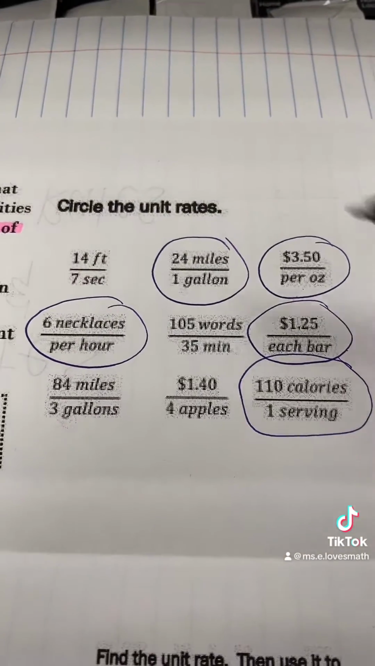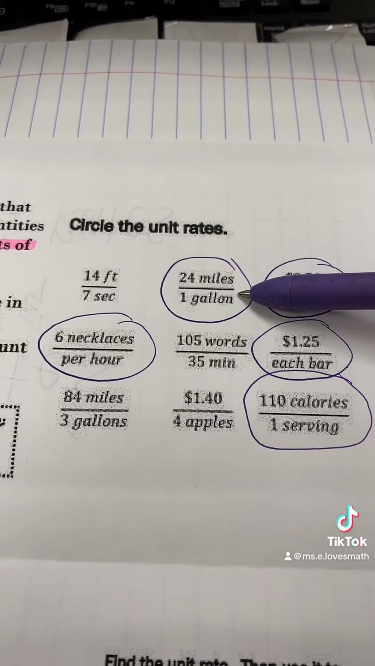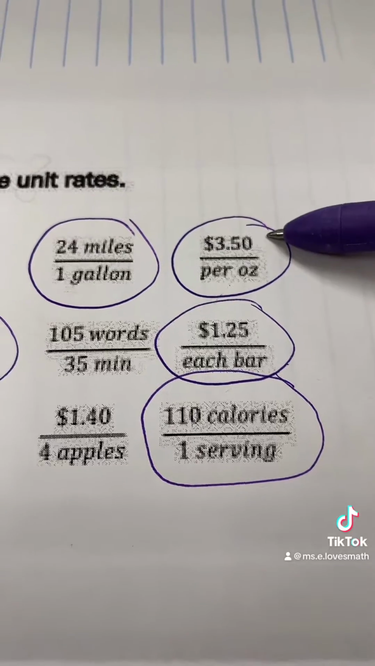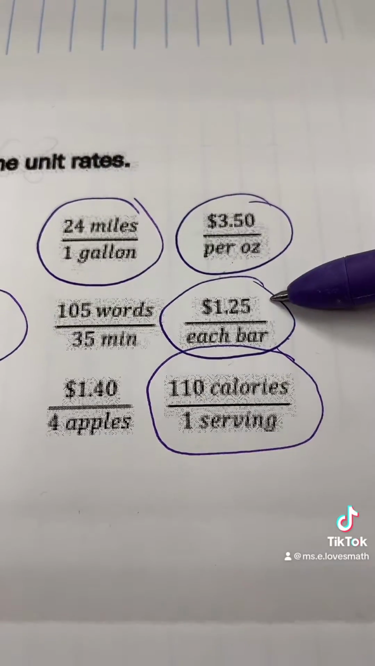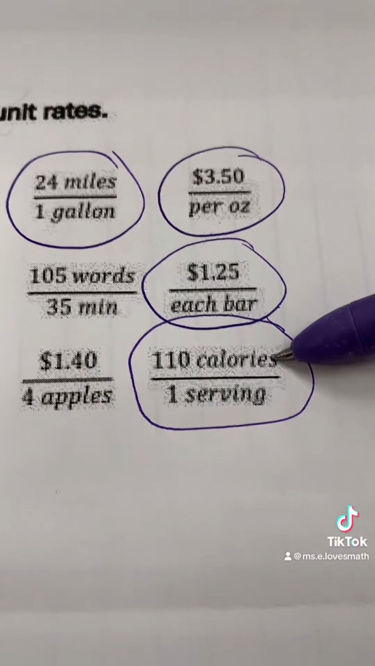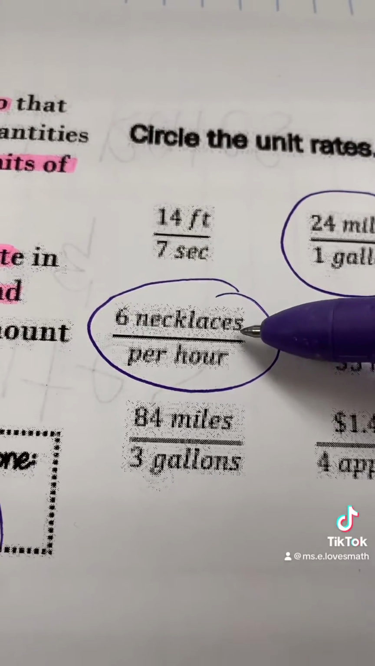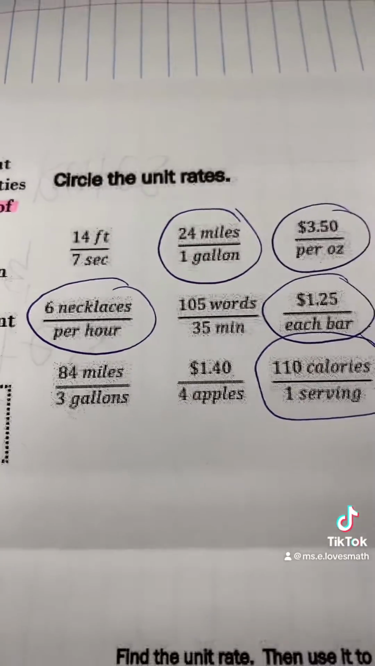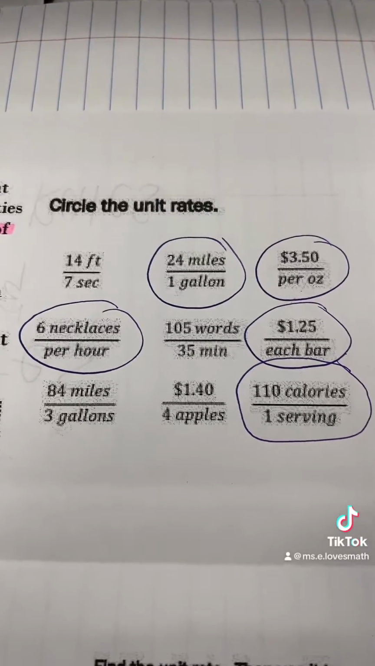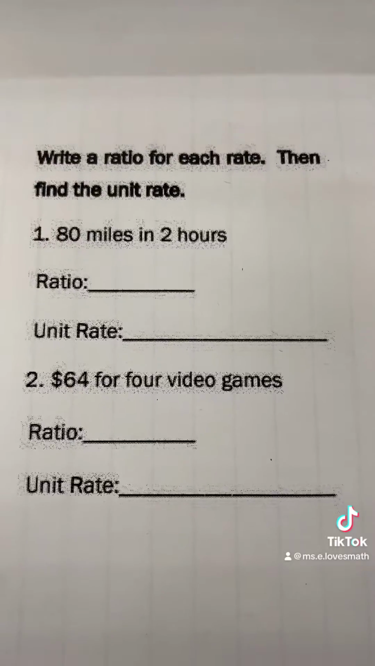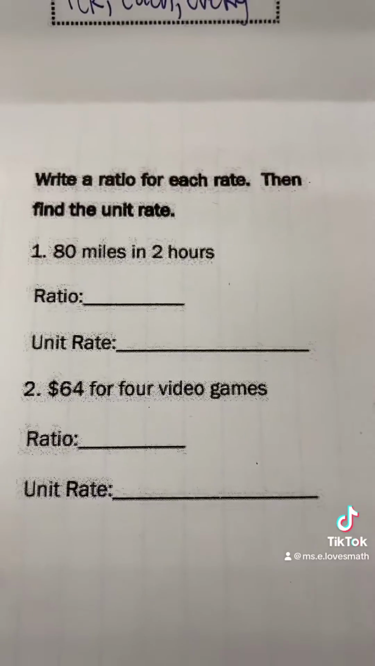Some examples of unit rate are 24 miles for 1 gallon of gas or each gallon of gas, $3.50 per ounce, $1.25 for each bar, 110 calories for each serving or one serving, 6 necklaces per hour. Those are all examples of unit rates. Here we have 2 examples where we will find the unit rate.